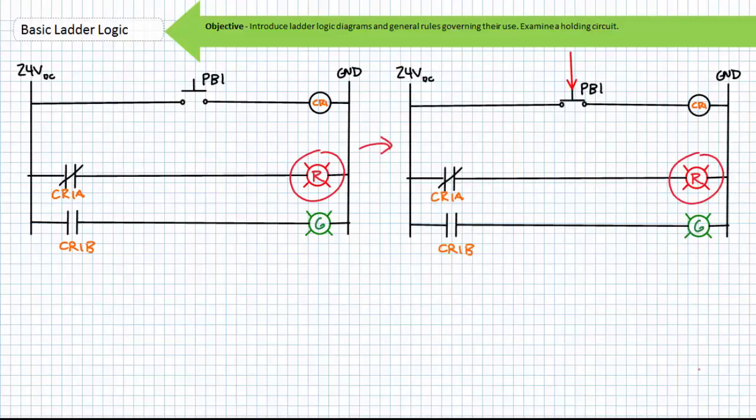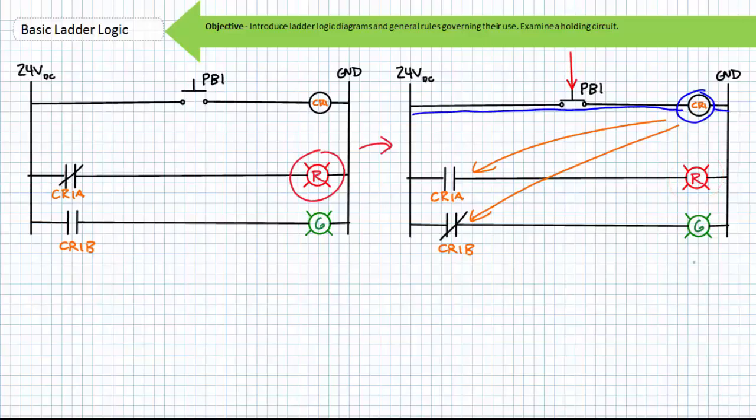If an operator were to close push button 1, the normally open switch would close, and the coil of CR1 would be energized. When the coil of CR1 energizes, its associated contacts would change states. The normally closed side of CR1A would open, and the normally open side of CR1B would close. The now open CR1A contact de-energizes the red pilot lamp. The now closed CR1B contact energizes the green pilot lamp. The red lamp is off, the green lamp is on.